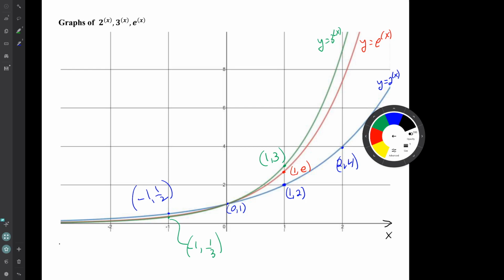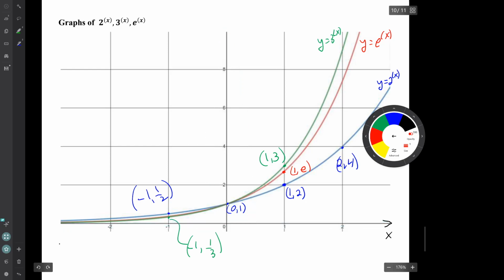Another bit of common behavior is the domain. Notice that the domain is all x values. No matter what value of x you use, you get a y value. So the domain is all real numbers x. Now, what about the range? What kind of y values do you get? Well, on this graph, it seems like all of the y values live above the x-axis.